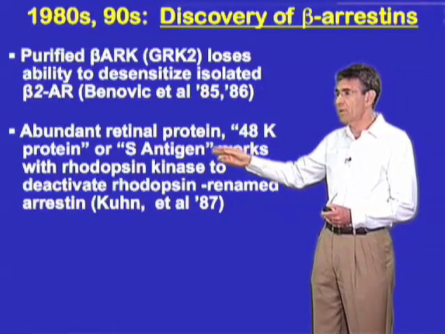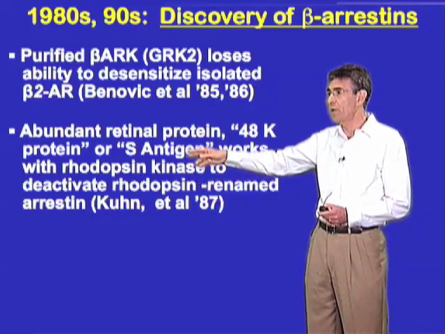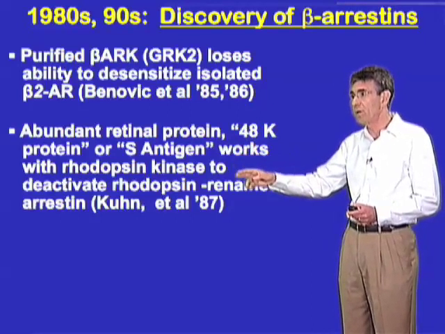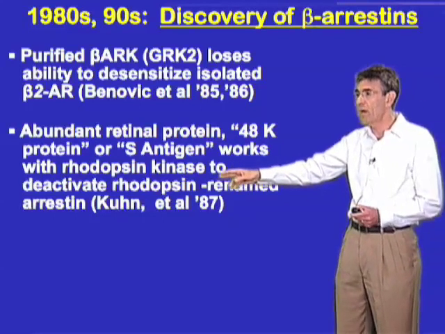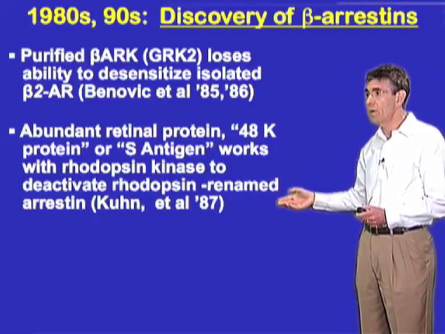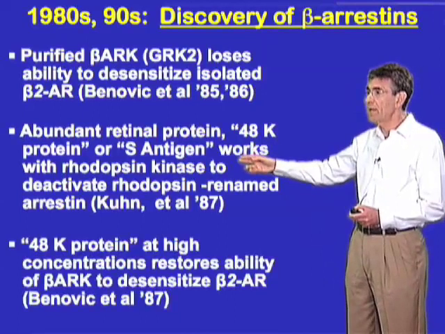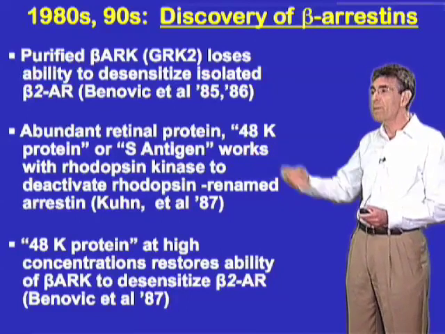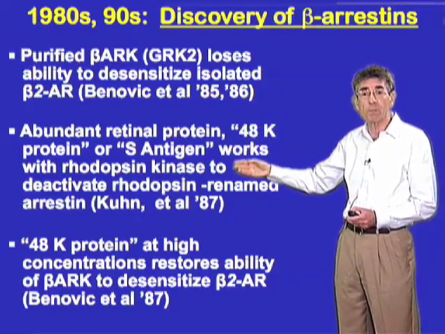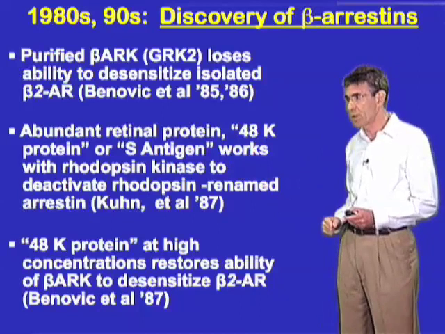While we scratched our heads about this, an important paper appeared in the literature by Thomas Kühn. He showed that an abundant retinal protein, which at the time was referred to only as 48K protein, or S-antigen, somehow worked together with rhodopsin kinase to deactivate rhodopsin. And accordingly, the protein at the time was renamed arrestin because it arrested signaling. This seemed like exactly the type of protein we might be losing as we purified our kinase, and the loss of which might explain why we were losing desensitization ability of the enzyme, even as we gained phosphorylation ability.